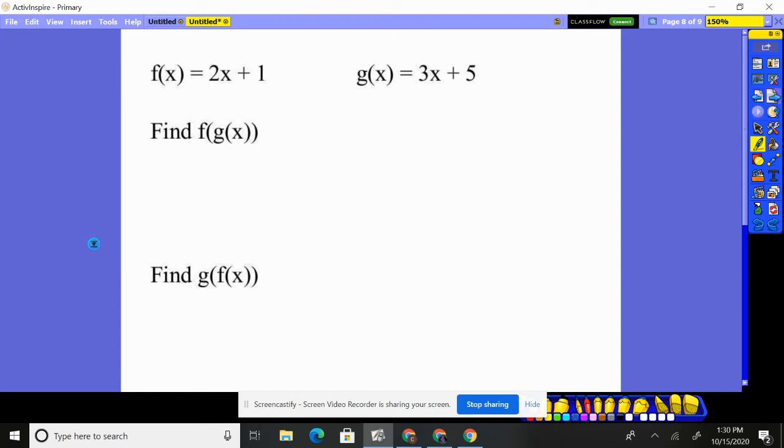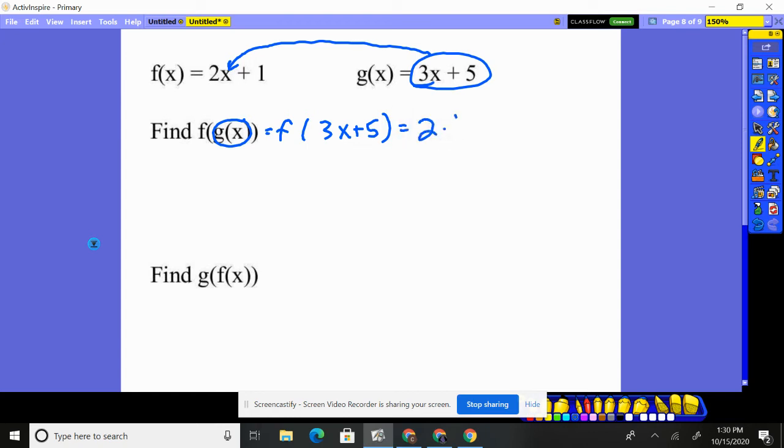So now let's find f of g of x. So all this is saying is take the g of x, 3x plus 5, and plug that into the f function's x value. The way I like to do this is I just go ahead and take this. So it's f of, well, what is g of x? g of x is 3x plus 5. So now it says, hey, take 3x plus 5 and plug it into the f function.